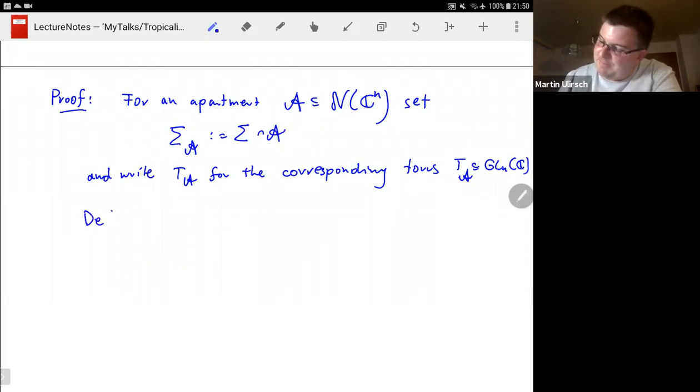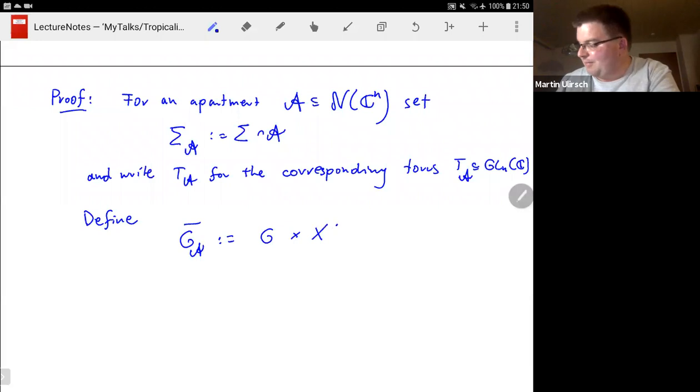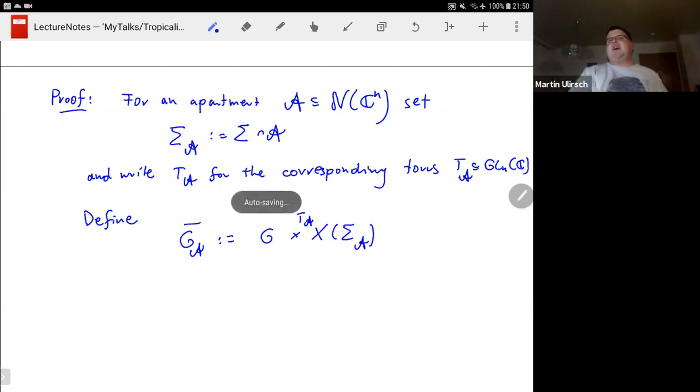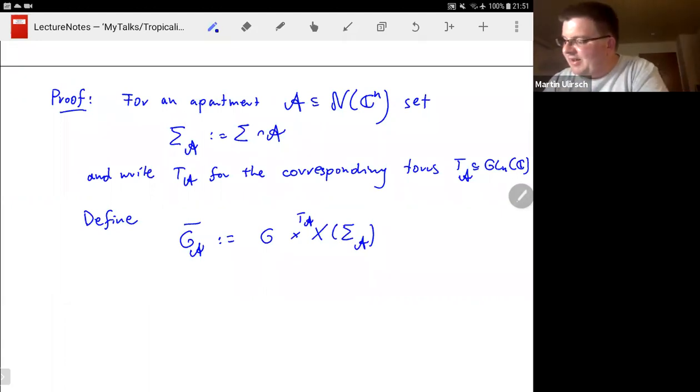Okay, and now we define an intermediate object. It's a partial compactification, which is: take the group, and you are taking a pushout construction by the toric variety that is given by this fan, and you're taking the pushout over T_A. So what you should think of is you have a torus in G, and with the torus you can of course construct a toric variety associated to a fan, and you're just doing that, and then you're gluing the torus back into the group G. I should have said that G is GLn here.